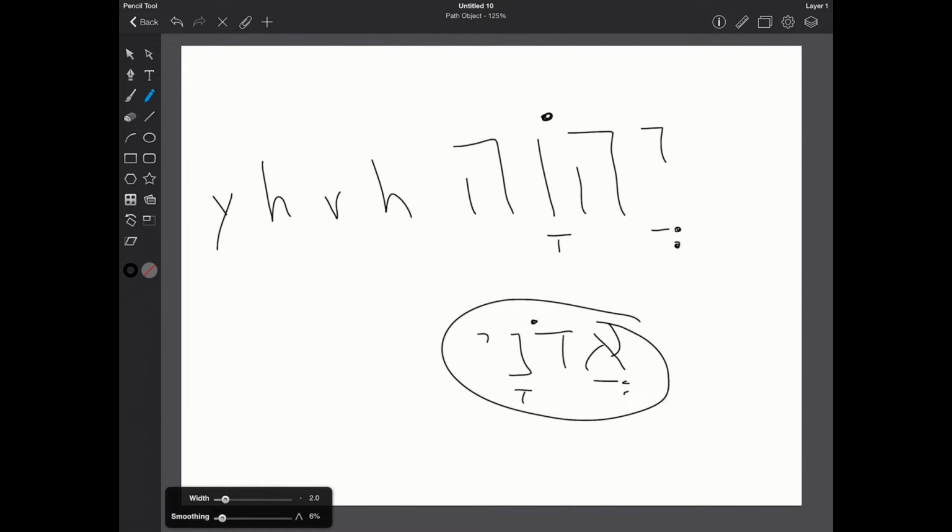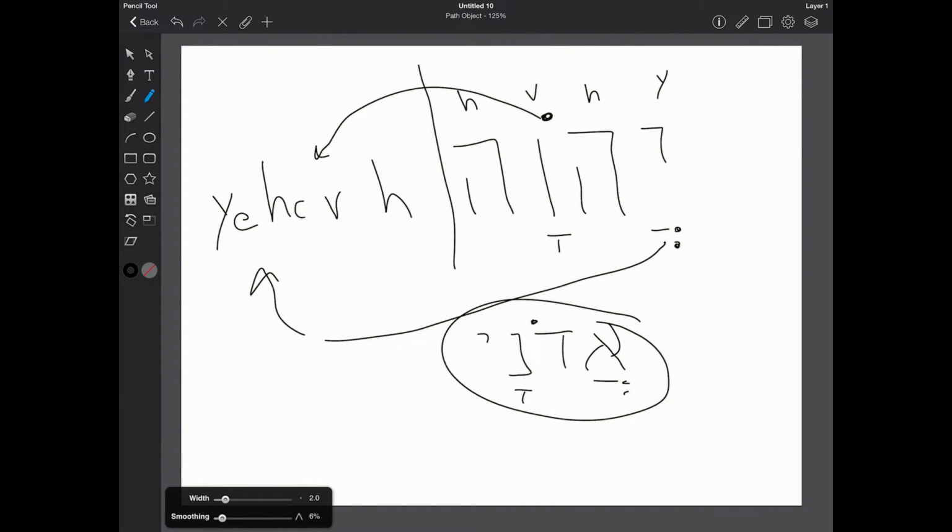These are the consonants. This is a Y sound, this is an H sound, this is a V sound, or a W, whatever. What you end up with is Ye, Ho, Va.